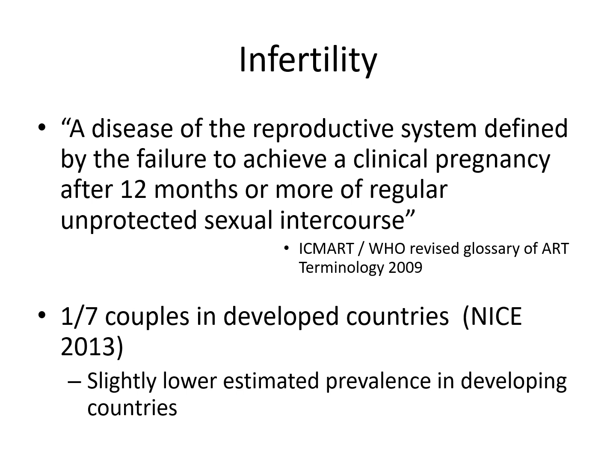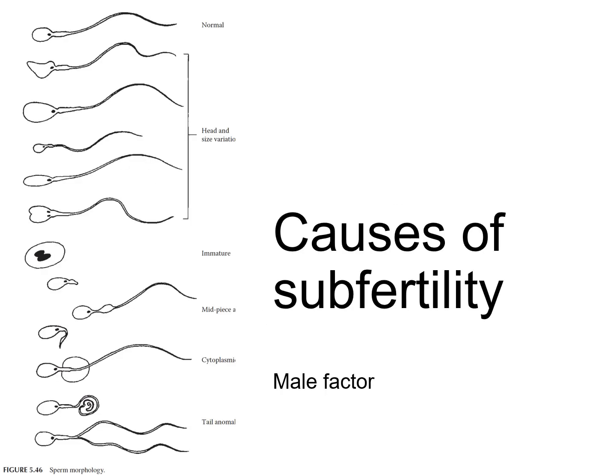How common is it? About 1 in 7 couples in developed countries would usually have infertility. So it's pretty common, and it's estimated to be slightly lower in developing countries.